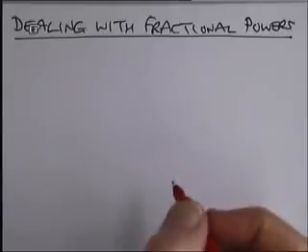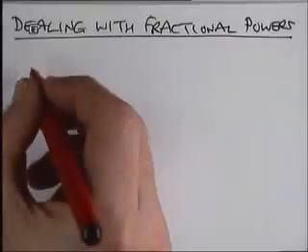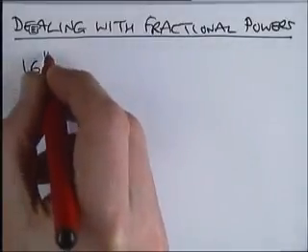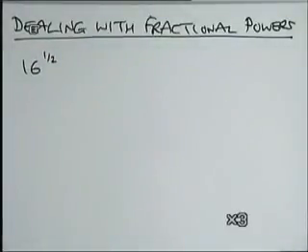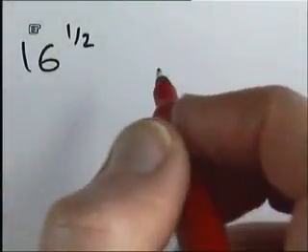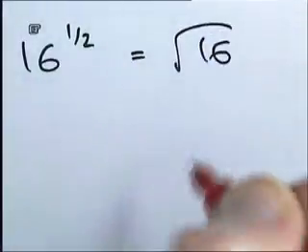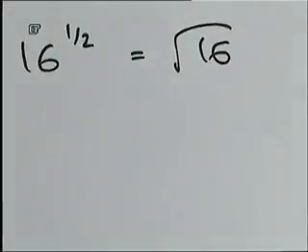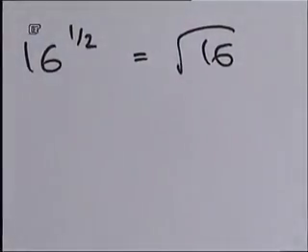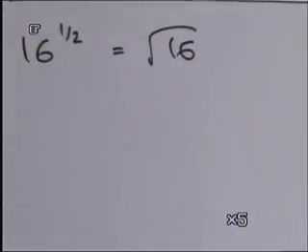In this video I'm going to show you how to deal with fractional powers. As an example, I mean something like 16 to the power of a half. The power on that number is a fraction. There are certain things you just need to learn. The power of a half is the same as square root. So 16 to the power of a half is the same as the square root of 16.